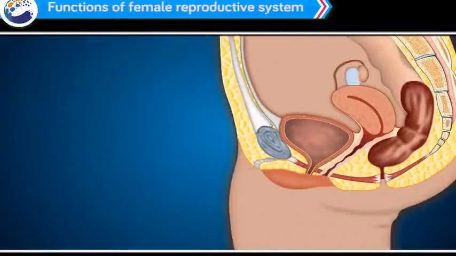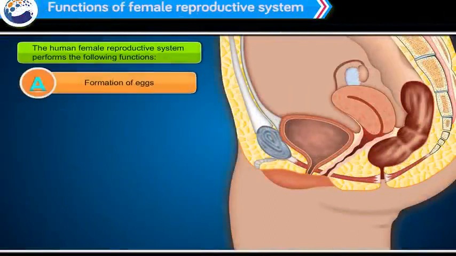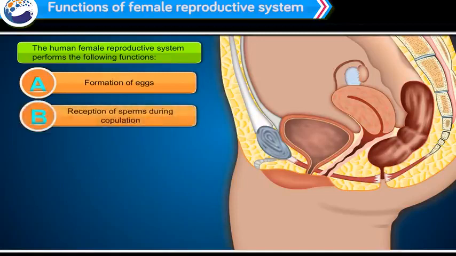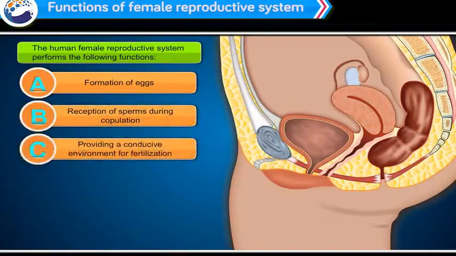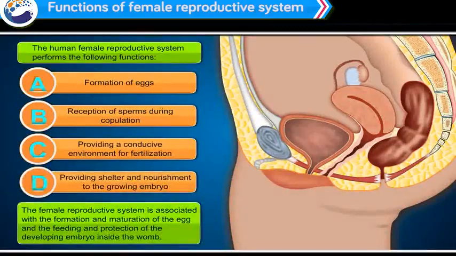Functions of the female reproductive system. The human female reproductive system performs the following functions. A. Formation of eggs. B. Reception of sperms during copulation. C. Providing a conducive environment for fertilization. D. Providing shelter and nourishment to the growing embryo. The female reproductive system is associated with the formation and maturation of the egg and the feeding and protection of the developing embryo inside the uterus.